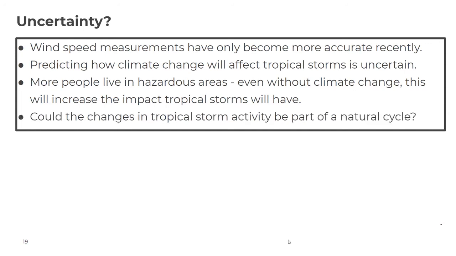And lastly, could tropical storms and their changes in activity just be part of a natural cycle? Maybe if we had longer sets of data that were accurate, we could perhaps see that over time, tropical storms just naturally increase and decrease in intensity, change in their distribution, and adjust in their frequency. Maybe it's not to do with climate change at all. Maybe it's just part of a natural cycle that humans have had no influence in.